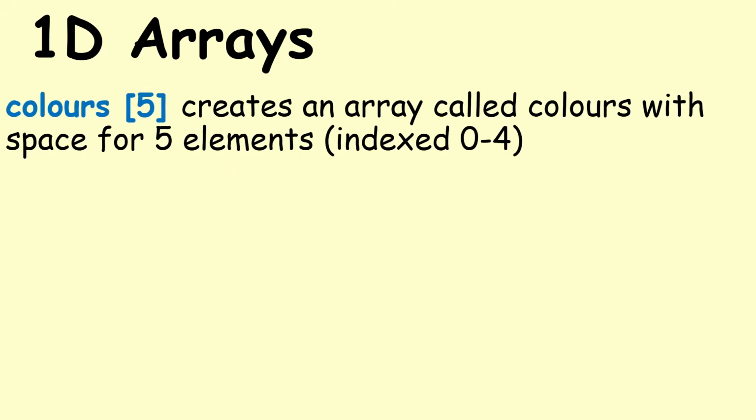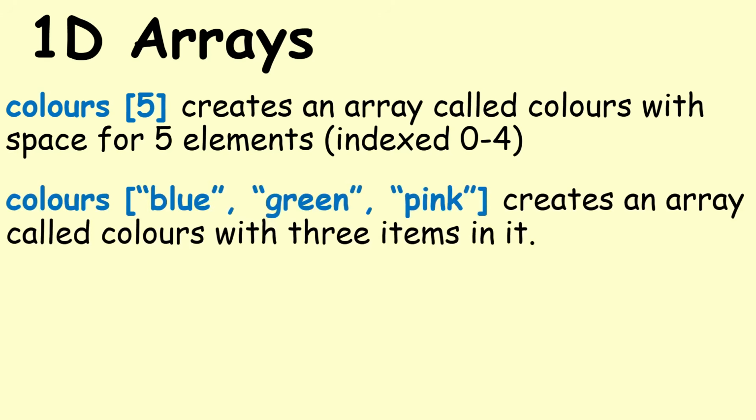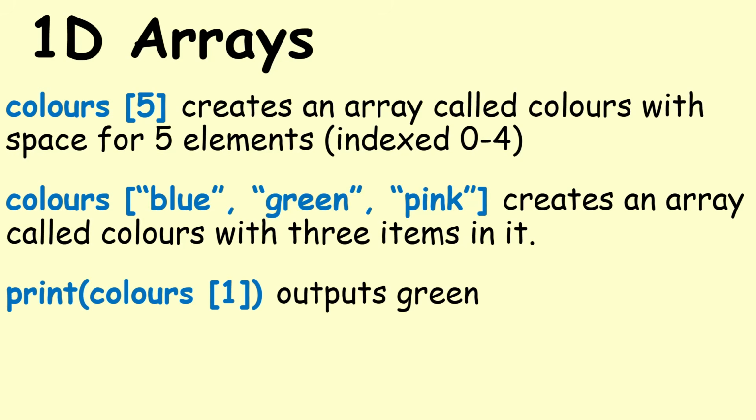1D arrays are basically lists, and in this case here, colours and then the square brackets immediately tell us, oh, this is an array. We create an array called colours with space for 5 elements, and they would be indexed from 0, starting from 0. This here, colours and then the name of the colours in the square bracket, would create an array called colours with those 3 items in it.